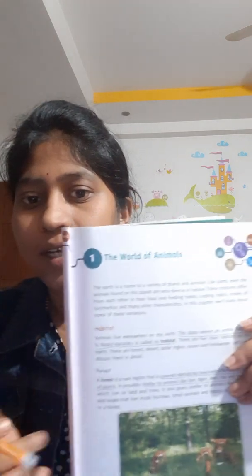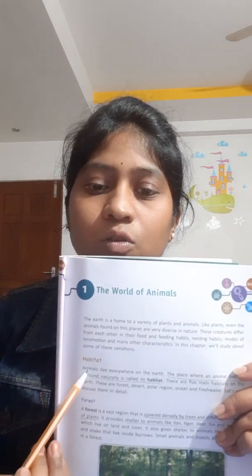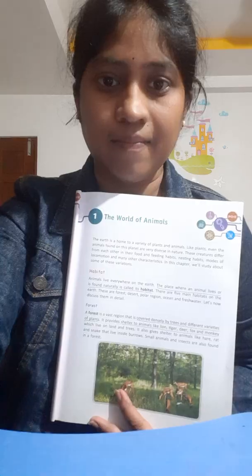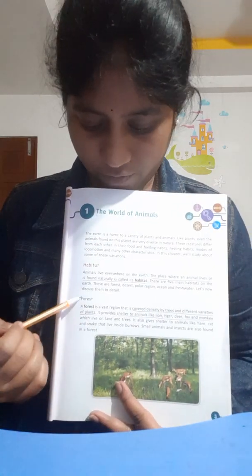Now, coming to habitat, there are 5 major types of habitat. If you look into your book, it says habitat here. So what do you mean by habitat? As I told you, it is the place where animals live and grow, naturally, and it is called habitat. In habitat there are 5 types of habitats. First comes forest. Can you see here forest? So first one is forest.